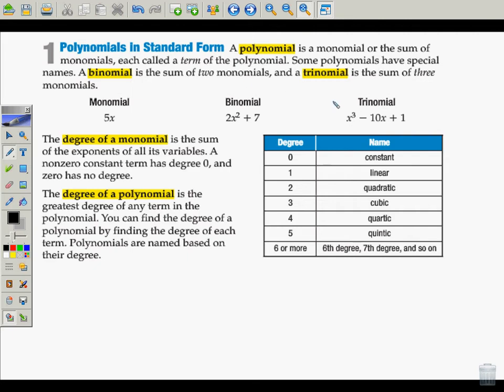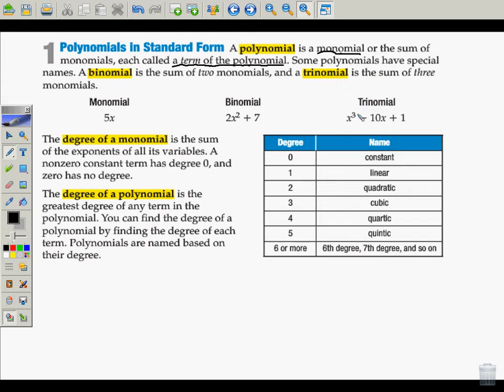So we're going to be talking about polynomials and what they are in standard form. A polynomial is a monomial, which we have talked about before. A monomial is just a single term, or the sum of monomials, each called a term of the polynomial. Some polynomials have special names. A binomial is the sum of two monomials. A trinomial is the sum of three monomials. Remember, like a bicycle, 2 wheels, tricycle, 3 wheels: binomial, 2, trinomial, 3.